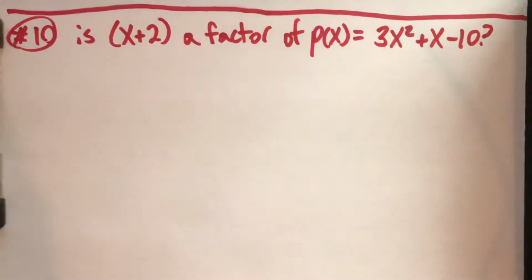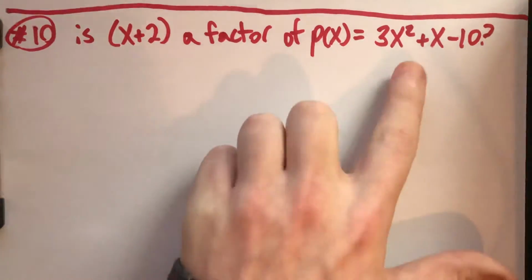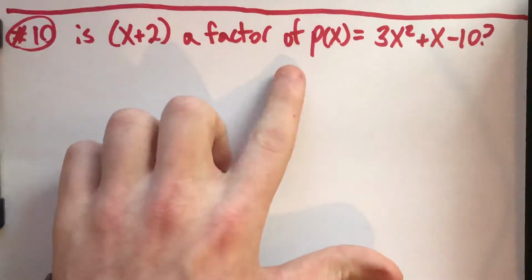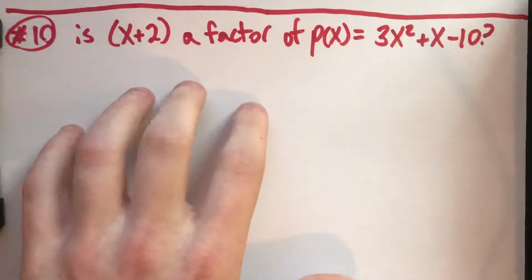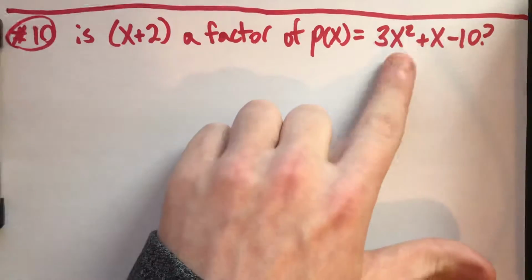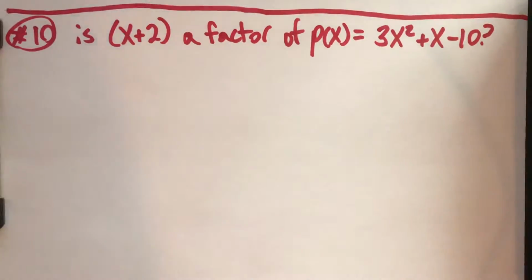Okay, question number 10 is a different question from 8 and 9. It's asking, is x plus 2 a factor of the equation p of x equals 3x squared plus x minus 10? To answer this, well, it's a yes or no question. If the answer is yes, then whenever I divide p of x by x plus 2, my remainder should be 0. If the answer is no, then I should have some kind of remainder after doing that division. So essentially the question is asking, when I divide p of x by x plus 2, what's my remainder? So we're going to find that out.